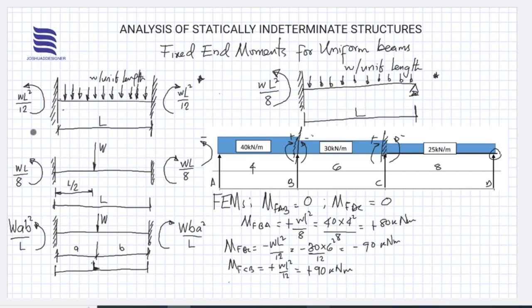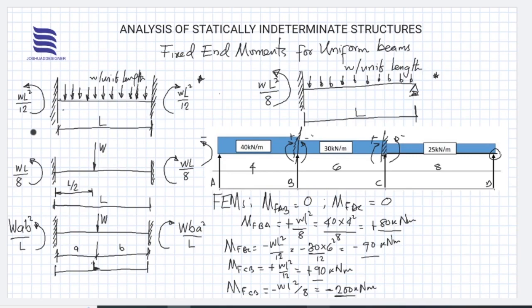Then we have the last one, fixed end moment for span CD, right? That would be the same as we had for span AB, right? Which would be WL squared over 8. But this time will be negative, right? Of course, we understand why. WL squared over 8, and that will give minus 200 kilonewton meter.